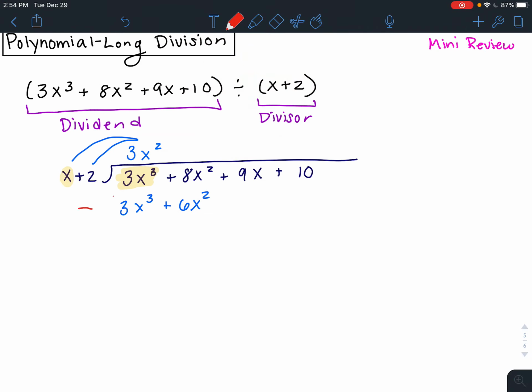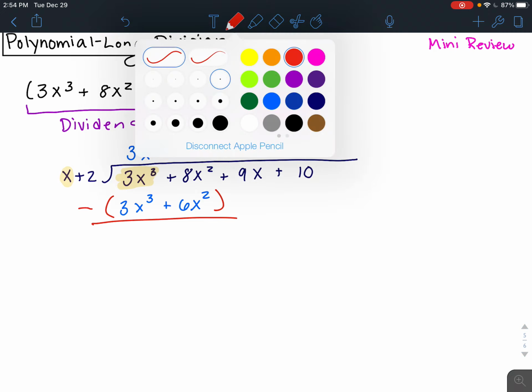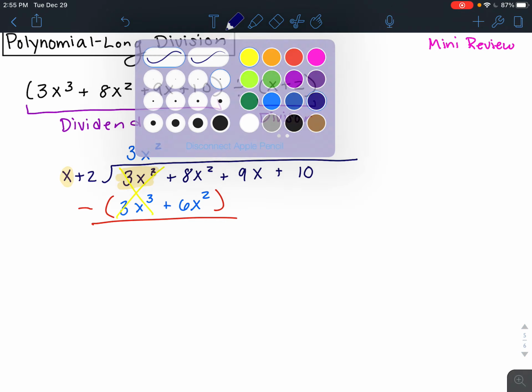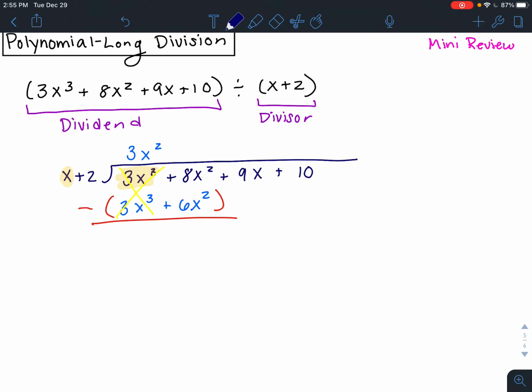And then just like with normal long division with numbers, we're going to subtract down. I like to put what I just wrote down after distributing in parentheses to remind me that I am distributing that minus sign, so I'm subtracting everything. Once I subtract, 3x cubed minus 3x cubed cancels out, which is exactly what we want. Then 8x squared minus 6x squared gives me 2x squared, and I'm going to drop down my next term.